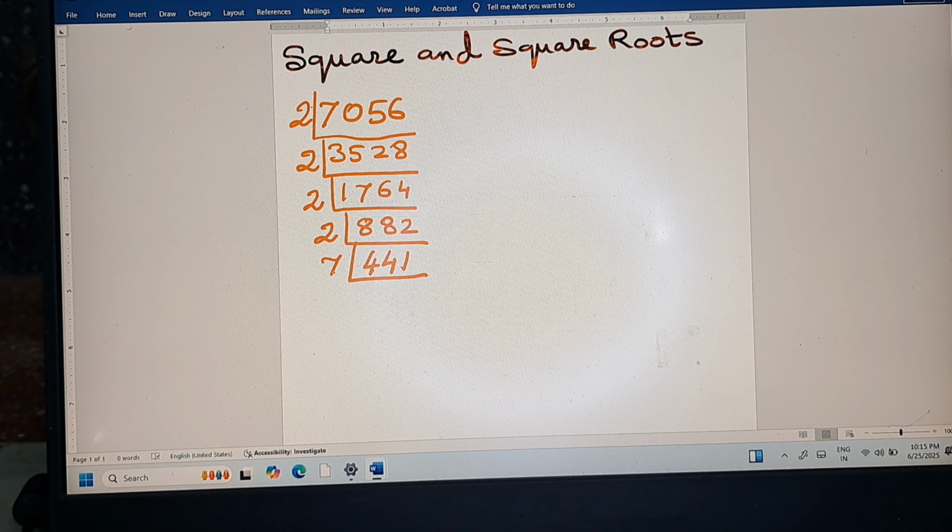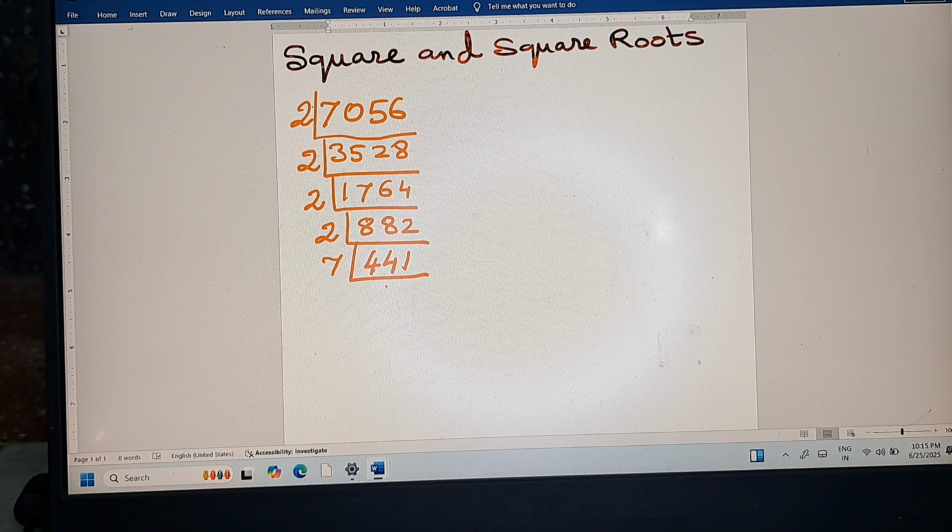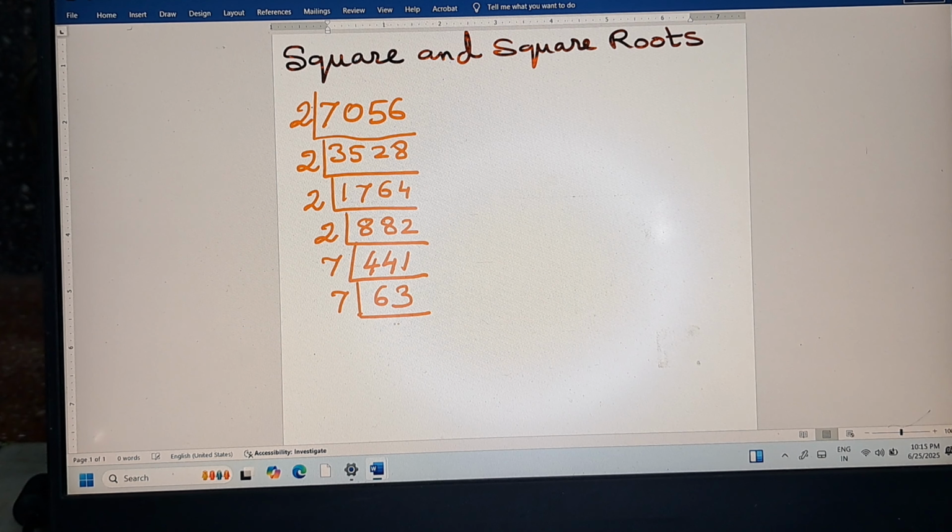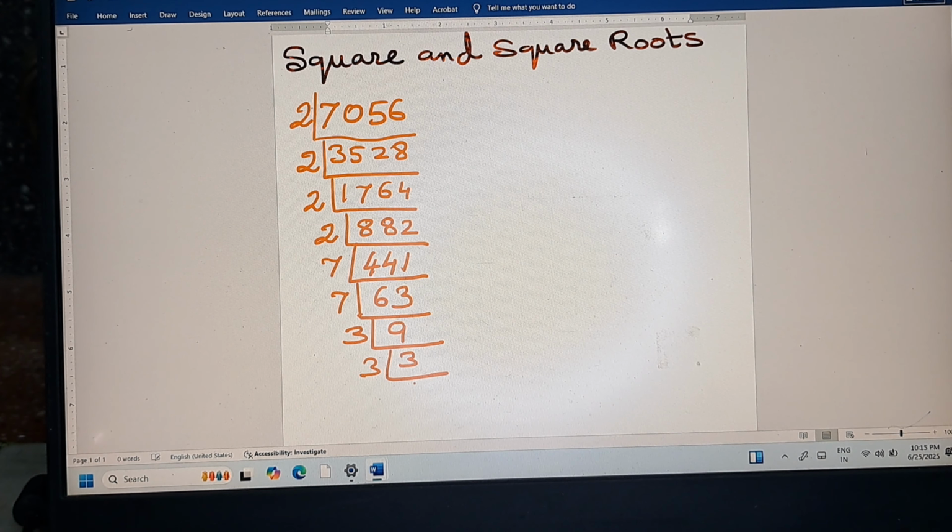So I am going to use 7. 7 6s are 42, carry over 2, so 21. 7 3s are 21. So what is the answer? 63. Then again with 7. 7 9s are 63. Now we can go with 3. 3 3s are 9 and 3 1s are 3.